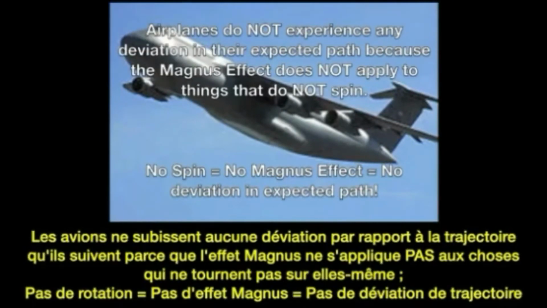Airplanes do not experience any deviation in their expected path because the Magnus effect does not apply to things that do not spin. No spin equals no Magnus effect equals no deviation in expected path.